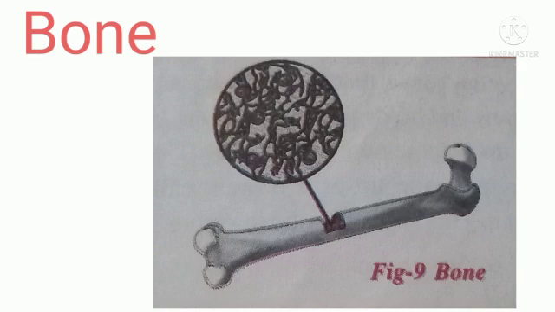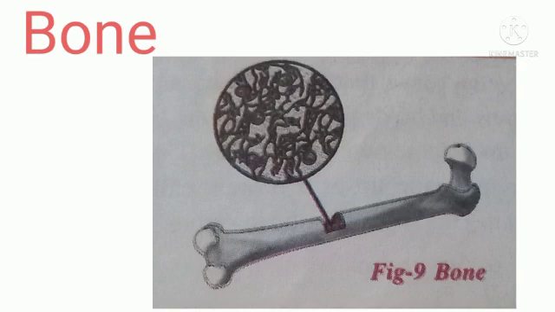It is made up of calcium phosphate and calcium carbonate. These two salts, calcium phosphate and calcium carbonate, are secreted by bone cells called osteocytes. These osteocytes are present in the bone marrow, which is present in the central hollow portion in the bone tissue.